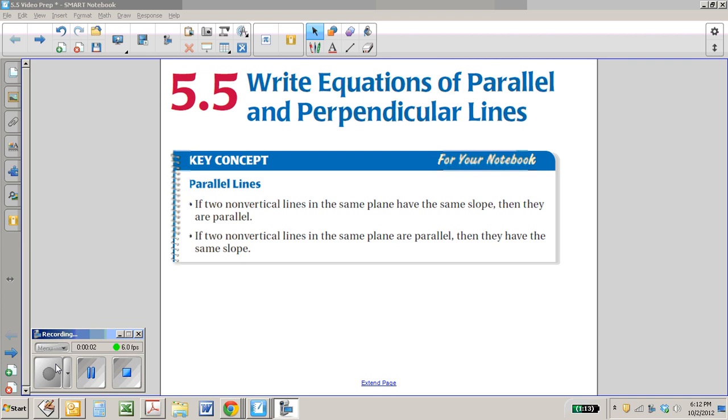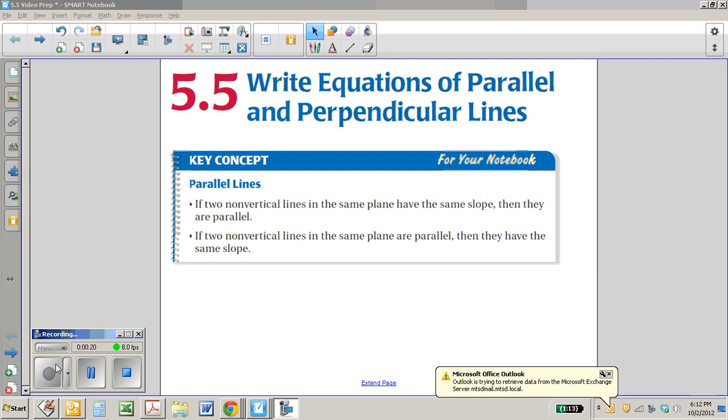So in this video, we're going to discuss lesson number 5.5, which deals with parallel and perpendicular lines, and we're going to talk about how to write equations of them. So the first thing we're going to do is take a look at the relationship between slopes for parallel lines.